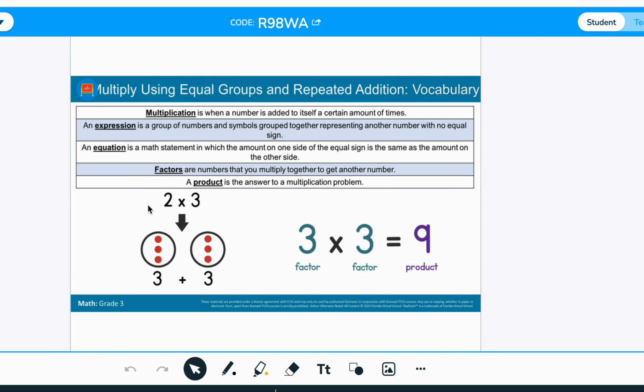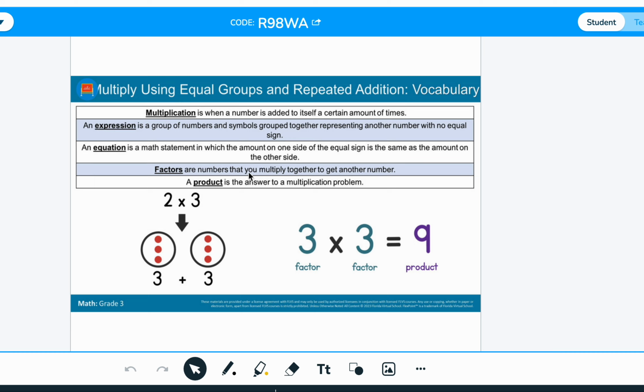So we're going to go ahead and talk about making equal groups today. So when we read a multiplication problem, what we're really seeing is repeated addition. So 2 times 3, reading it as a mathematical sentence, is 2 groups of 3. So I know 3 plus 3 is 6, and I also know that 2 groups of 3 is 6.